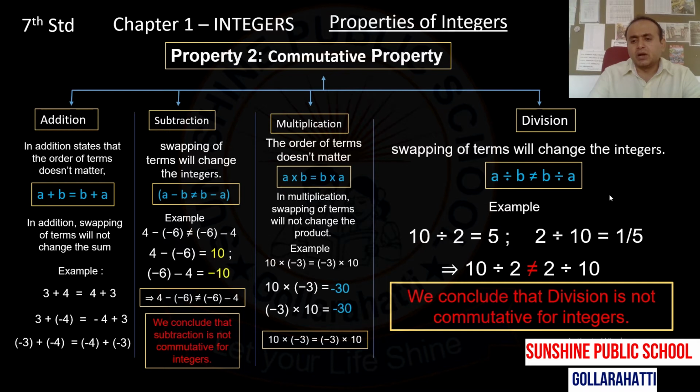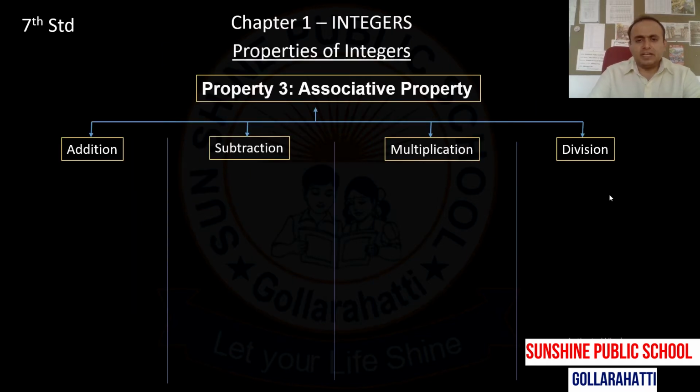So in closure property also, division is not satisfied, and commutative property also, division is not satisfied. So let us see the third property. Third property is associative property. In associative property, let us check the 4 operations.